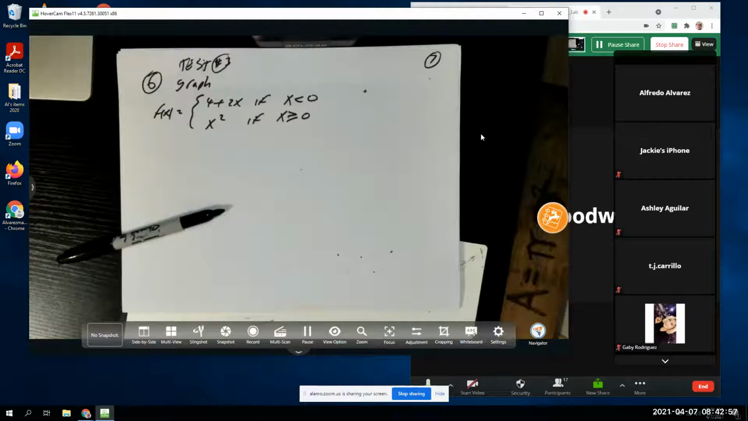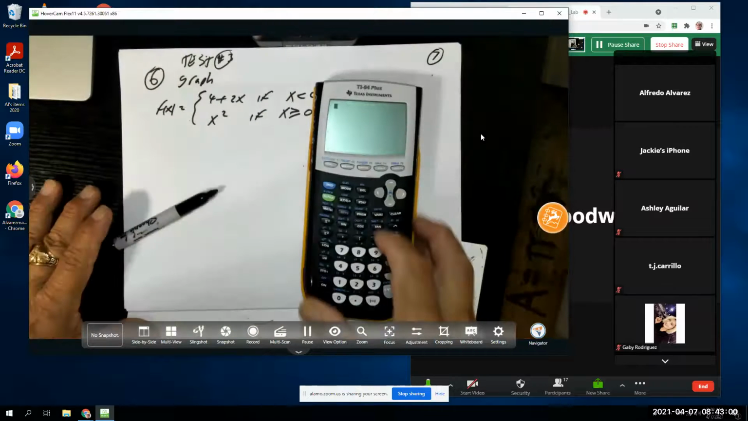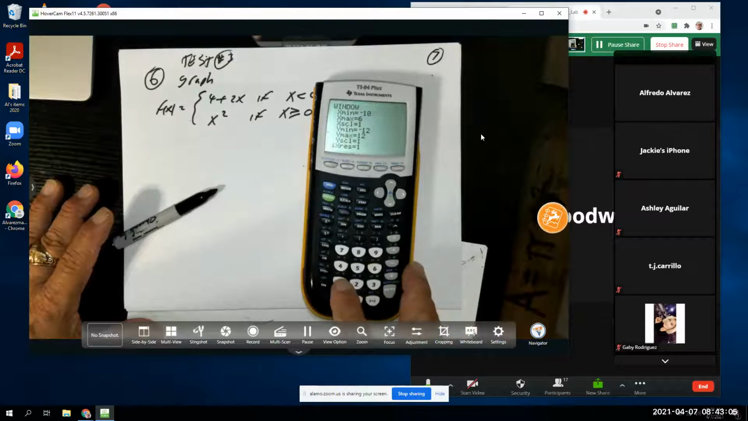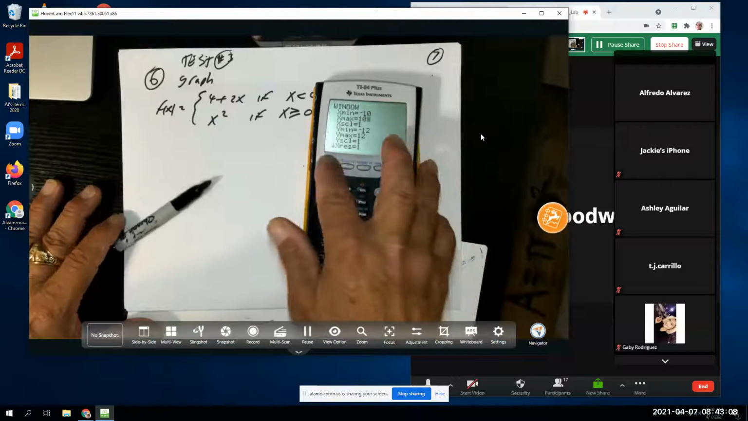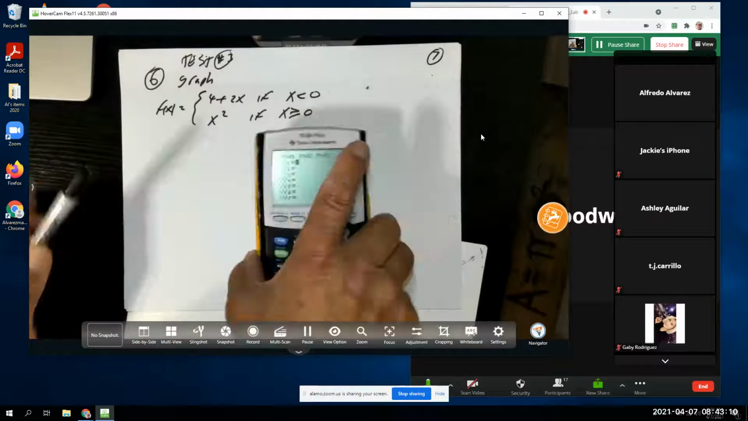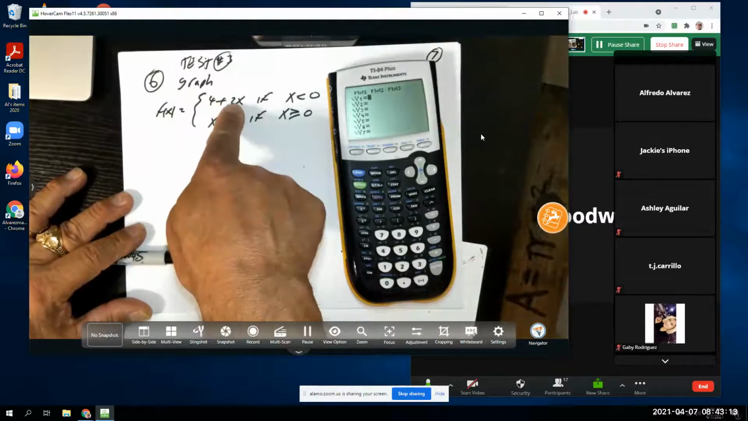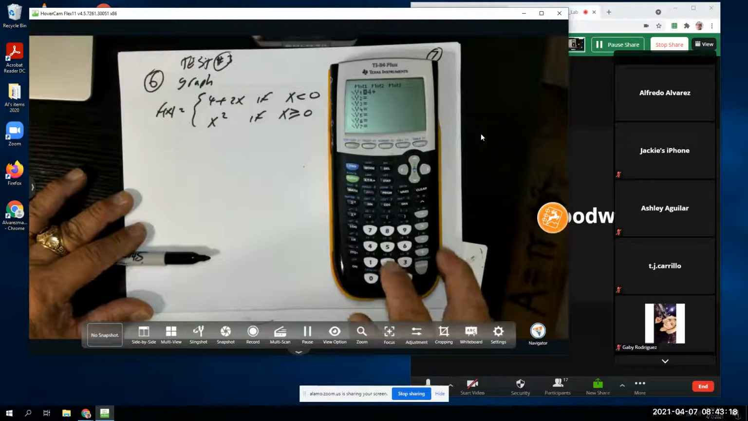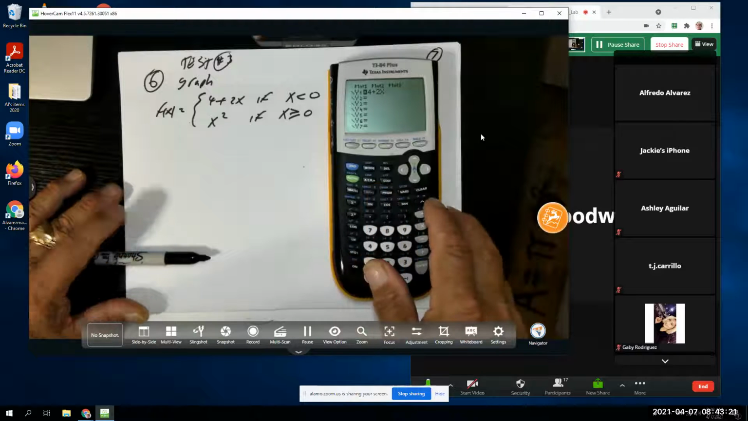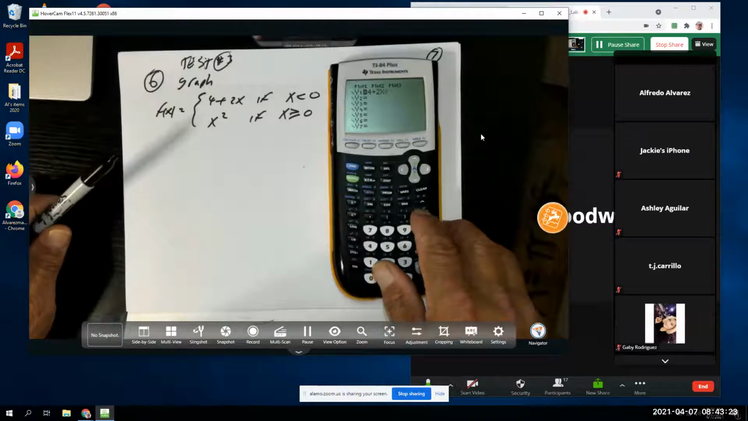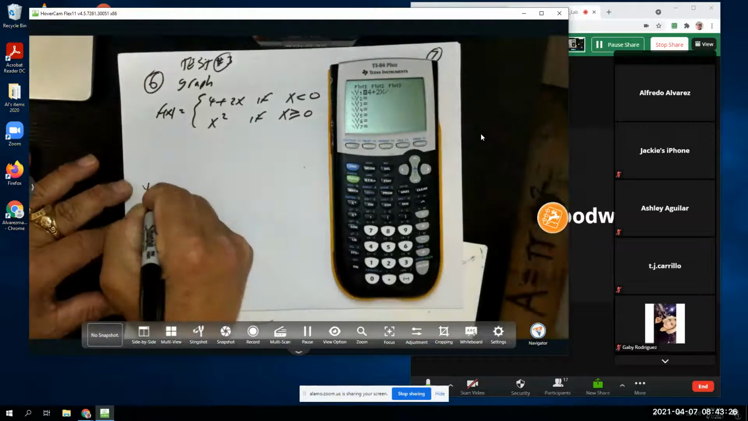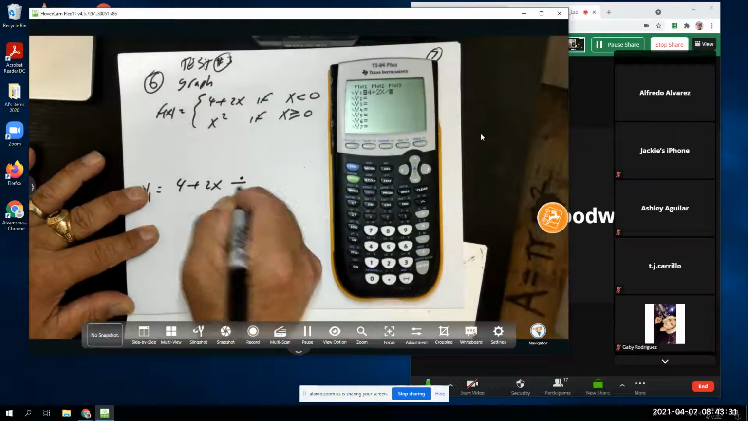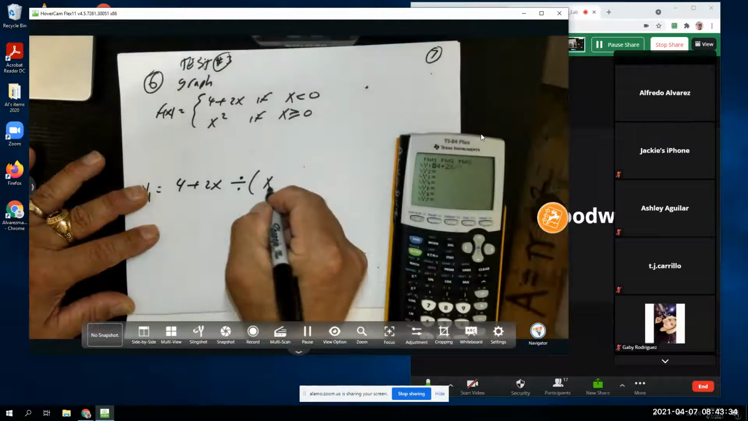All right. So on your calculator, let's see my window. Let's go -10, 10, and 12, 12. This is fun. All right, clear this out. So I'm going to put in 4 plus 2x. Ready? 4 plus 2x, and then you have to put a division symbol, parentheses, x less than 0.